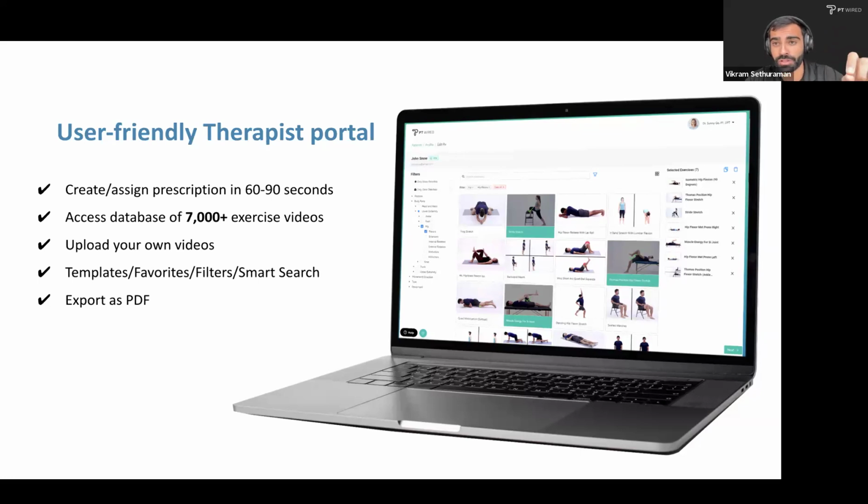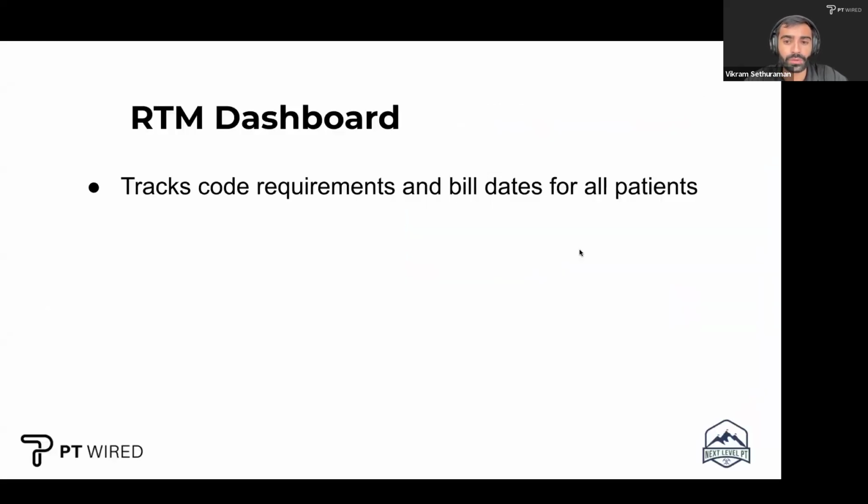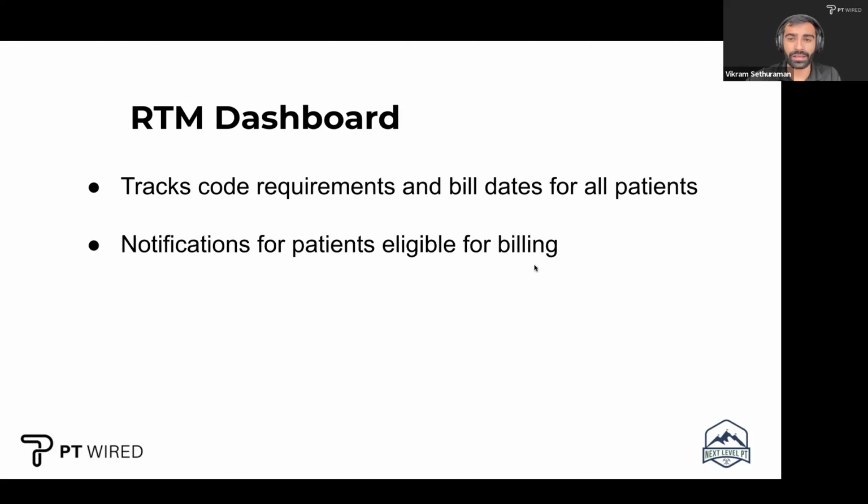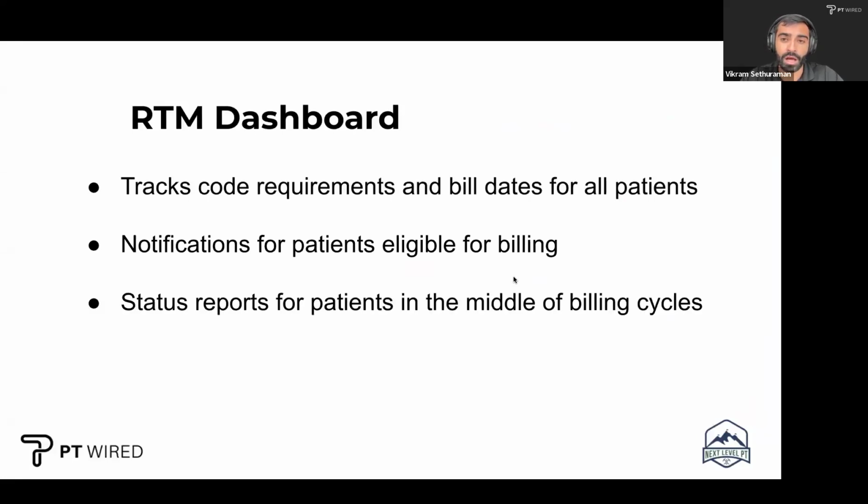So if you're managing the services yourself, we will track the time for you automatically to make sure that you're meeting the requirements there. And as far as RTM requirements go, our dashboard tracks the code requirements and bill dates for all patients, and then gives you notifications when a patient is eligible to be billed. So you'll get an email saying you have a new code that's eligible to be billed. You can go in, see what that code is, and then finally get the documentation you need to bill it. That's for when patients actually meet the requirements.